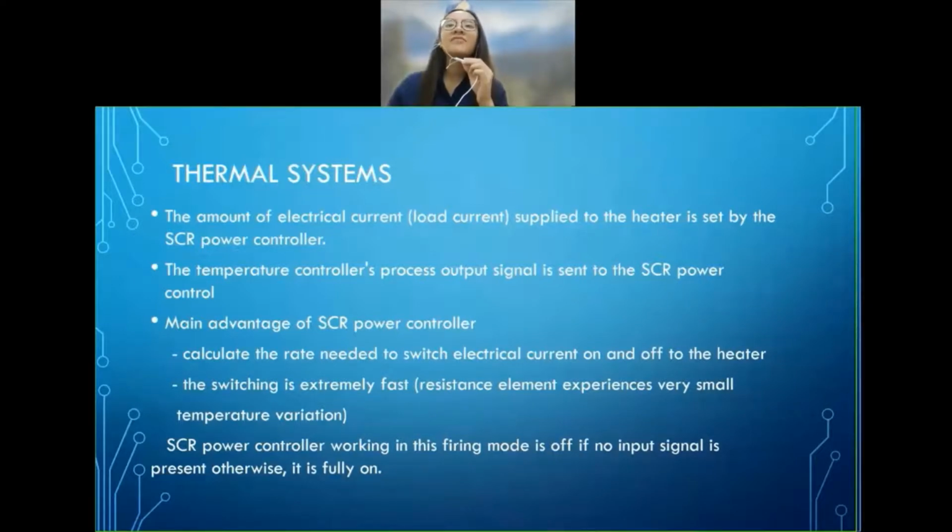The SCR power controller working in this firing mode is off if no input signal is present, otherwise it is fully on.